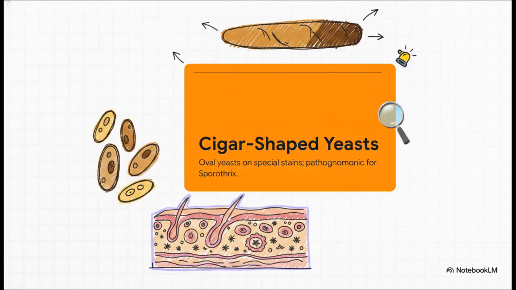Now, what's really interesting about this next bit is the histology. If you biopsy that lesion, you're going to see a mixed granulomatous and pyogenic reaction. But the pathognomonic finding, the buzzer you need to hit, is cigar-shaped yeasts. Yep, if the question stem mentions oval or cigar-shaped yeasts on special stains, the diagnosis is confirmed for sure.